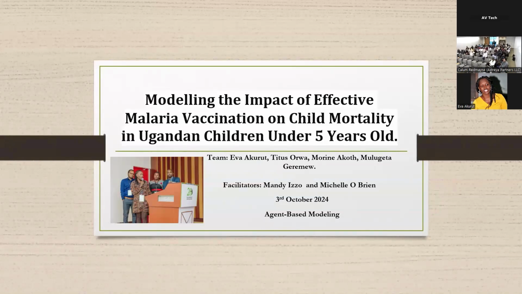My name is Eva Akurut, and I'm a PhD scholar here at the African Center of Excellence in Bioinformatics and Data Intensive Sciences. So I'm going to talk about modeling the impact of effective malaria vaccination on child mortality in Ugandan children under 5 years old. My team members were Titus Ora, Maureen Akoth, and Mulegeta Geremiu, and those are facilitators.